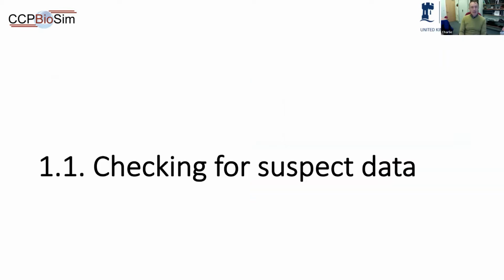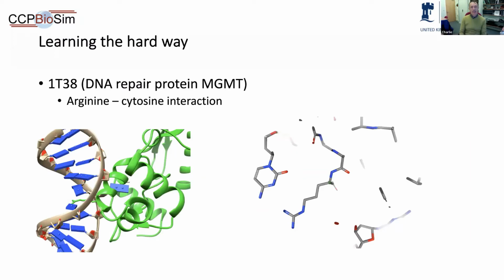So the first thing to do is, how can we check for suspect data that might be in something that's coming from a crystal structure? I'm going to jump in with an example from our old work. This is some time ago. We've been interested for a long time in understanding protein DNA recognition. And a long time ago now, we were looking at this particular crystal structure data, which is of the complex between a DNA repair protein called MGMT, which is the thing you can see in green, and a small piece of DNA, which contained some damage, a lesion.